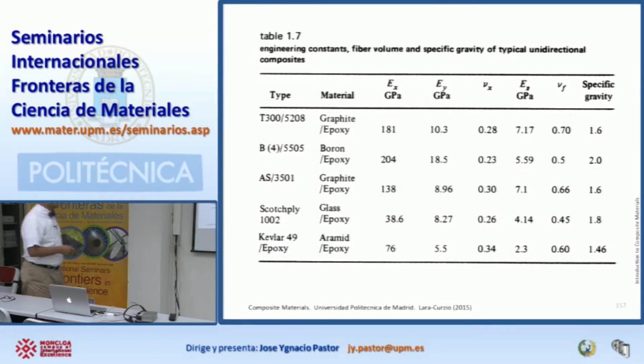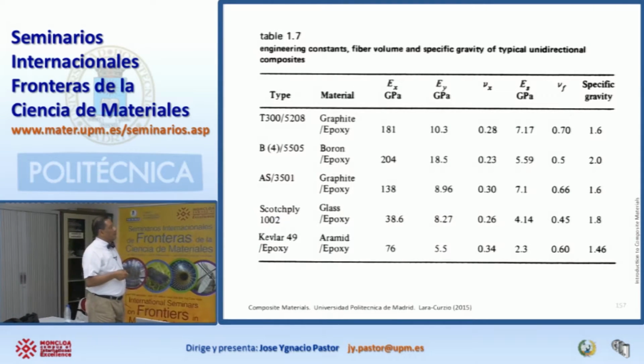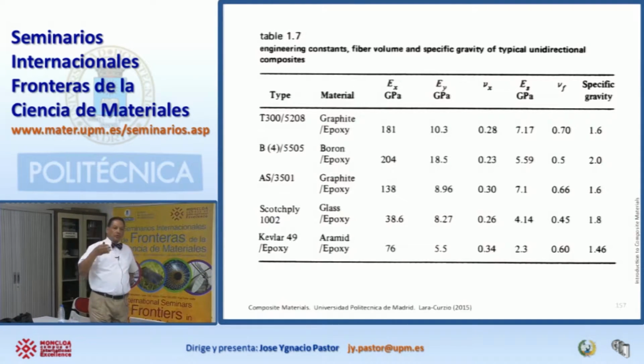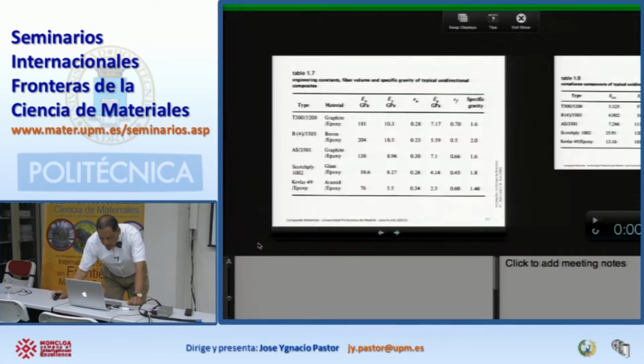So you have 181. So if the modulus of the fiber is 300 GPa, once you make a composite, the modulus is going to be much lower. And then, as you will see here in a minute, the properties in the direction perpendicular to the fibers are really going to be controlled by the matrix. So let's see how we calculate those properties. Let's do that little exercise.